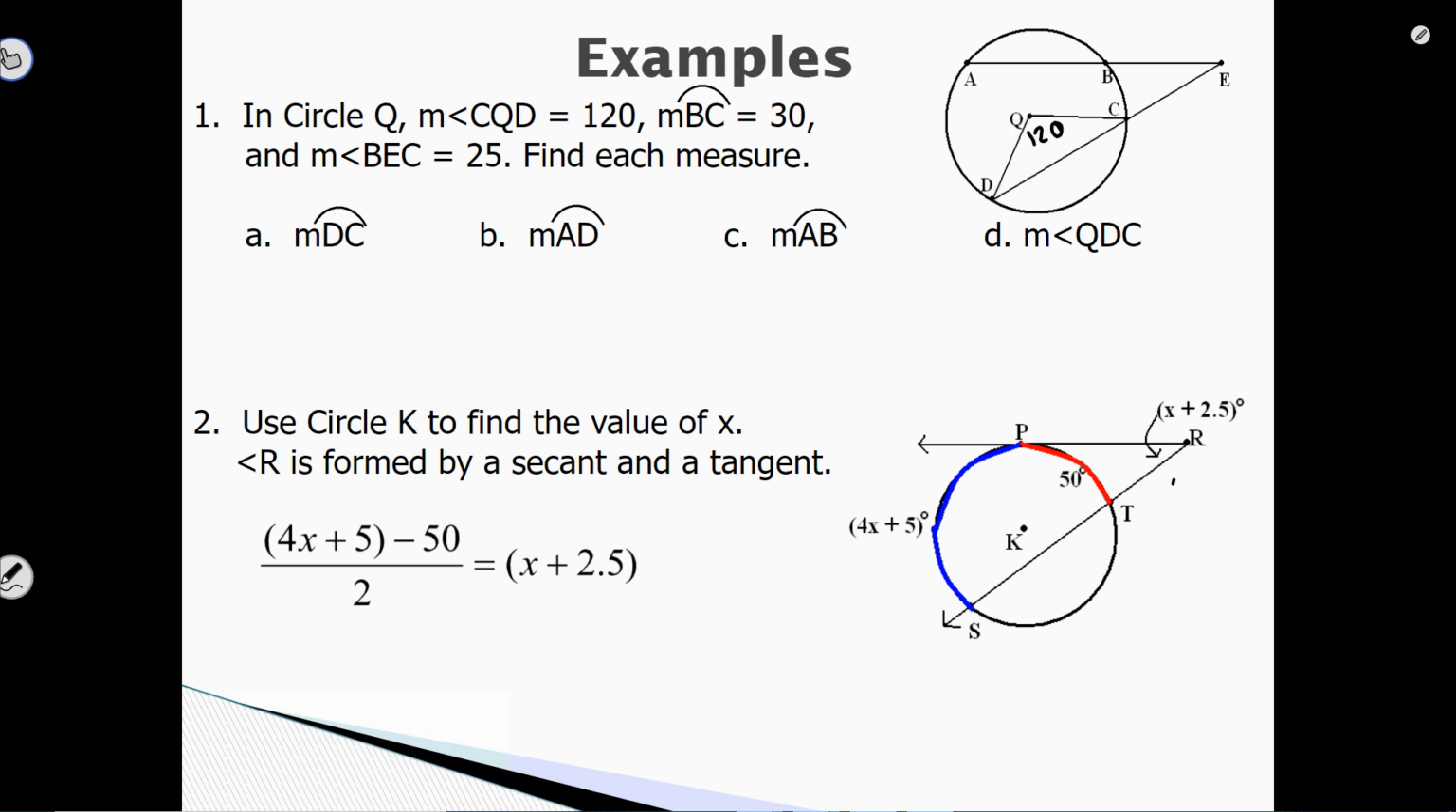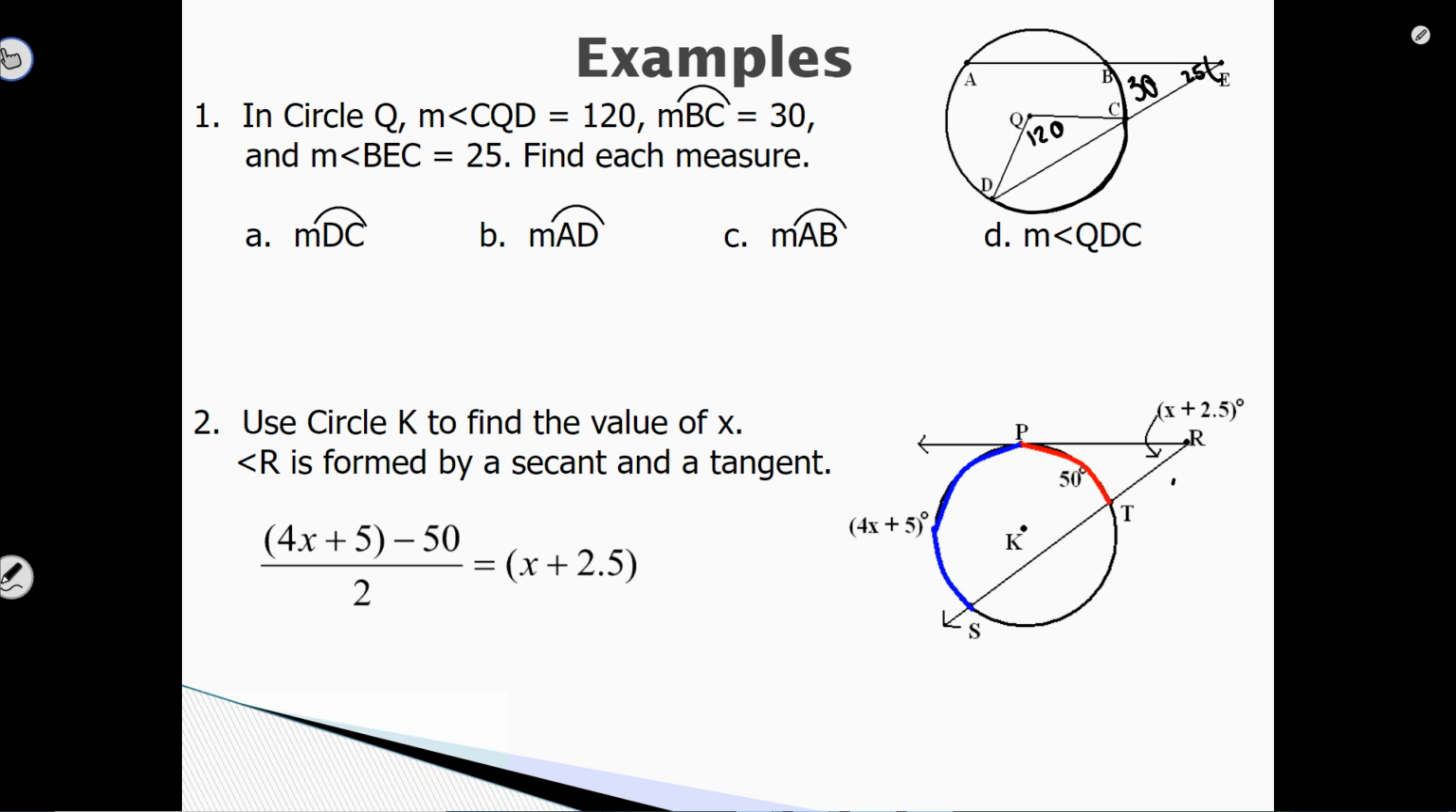They also tell us that the measure of the arc BC, which would be this arc here, is 30. And the measure of the angle BEC, this angle here, is 25. And they want us to find these 4 measures. Okay, so the very first thing they ask for is the measure of the arc DC.